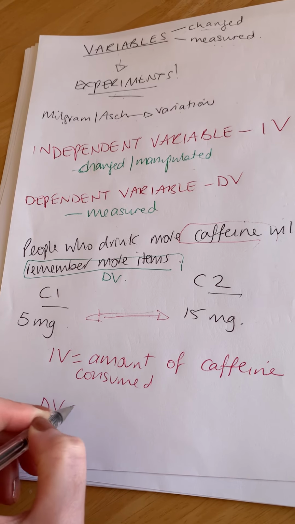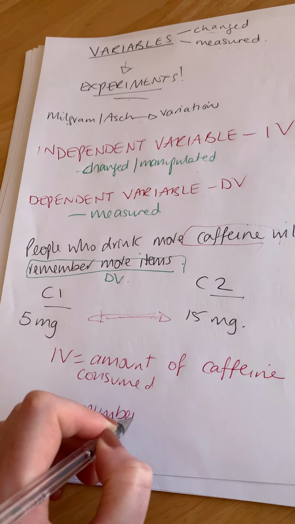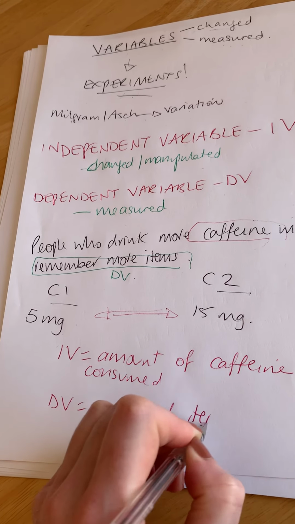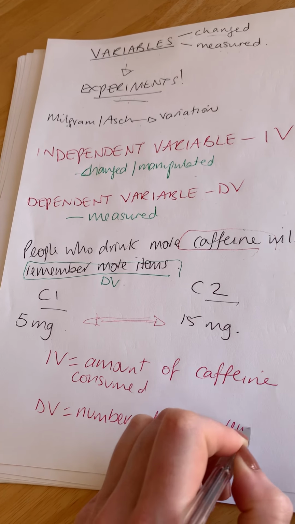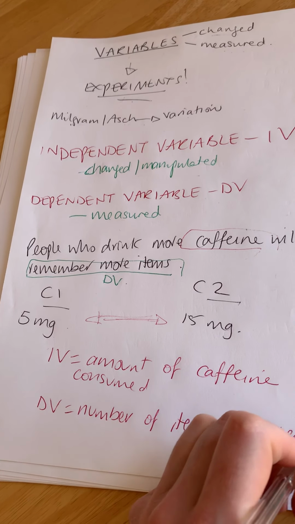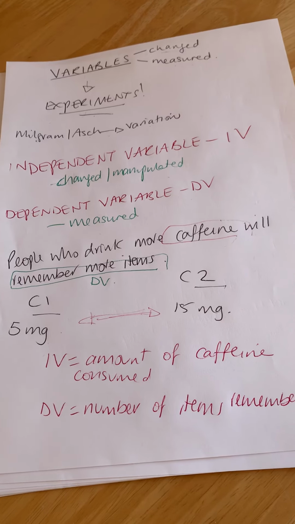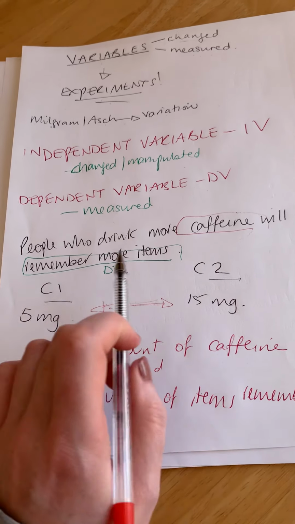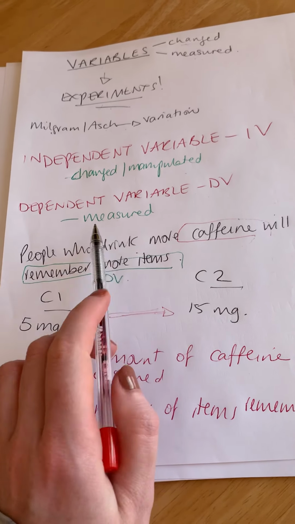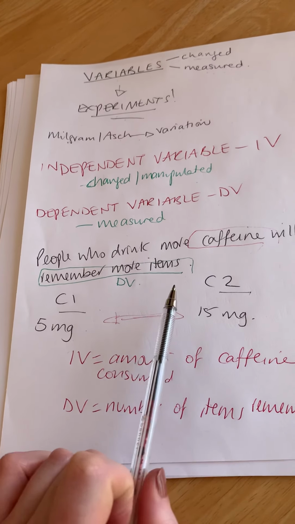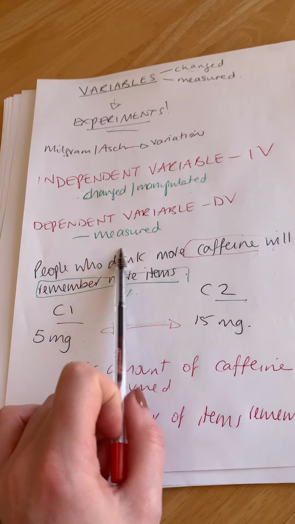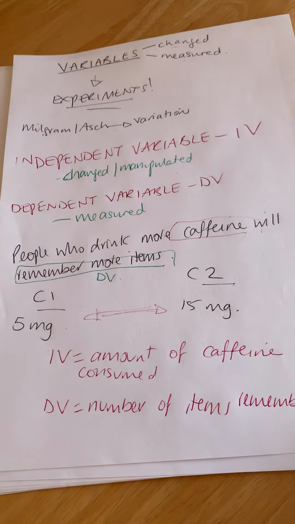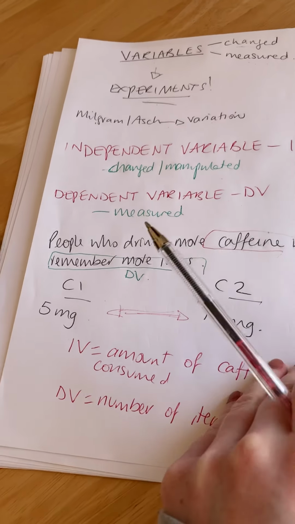And our DV is the number of items remembered. Okay? So our IV, what is being changed from one condition to the other? DV, what is being measured? How are we going to gather our results? What are we recording?